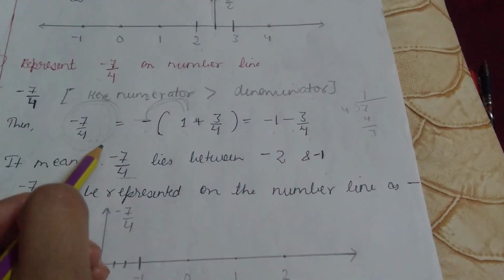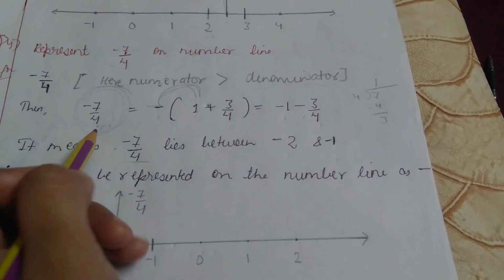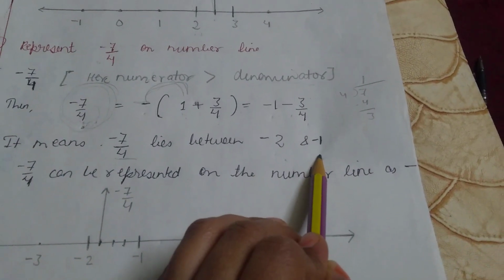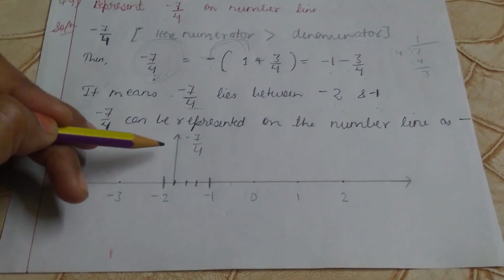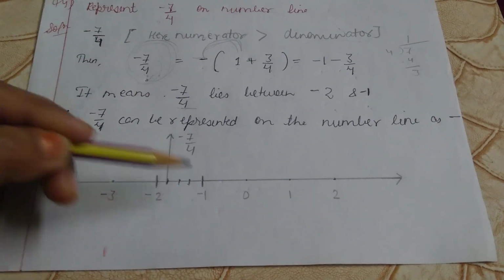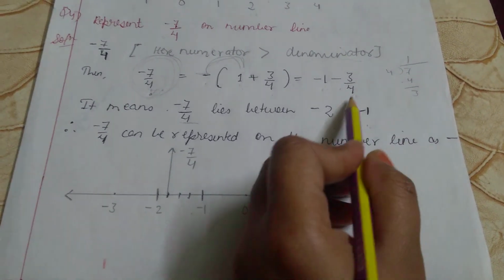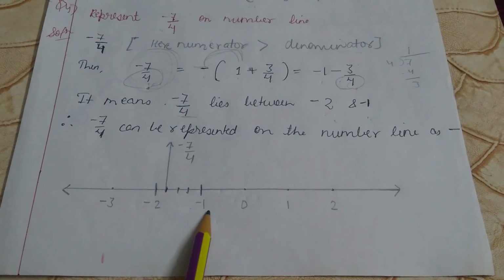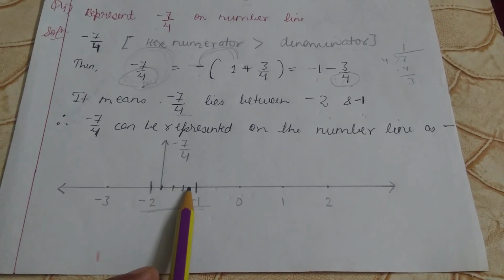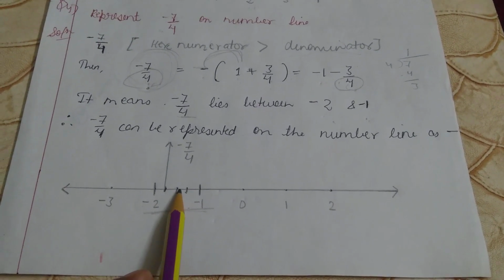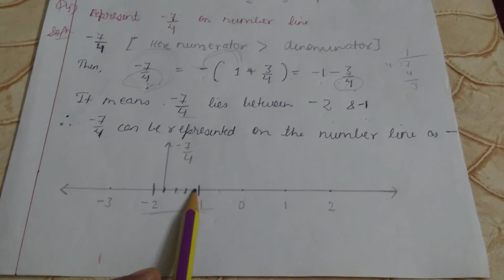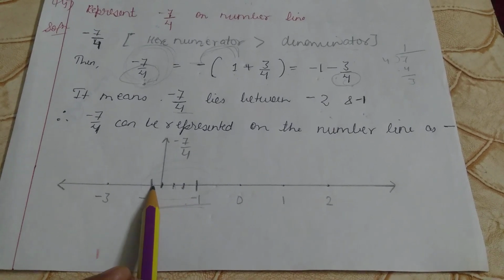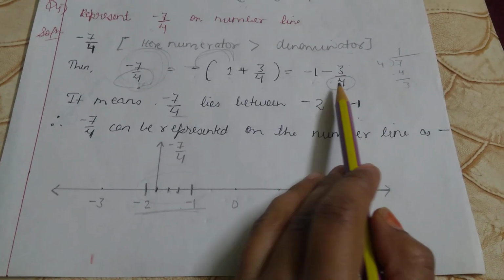This number minus 7 by 4 is smaller than minus 1 but greater than minus 2. So it will lie between minus 2 and minus 1. Now we have to represent minus 7 by 4 between minus 2 and minus 1. Now we will see what the denominator is. The denominator is 4, so we will divide this interval between minus 2 and minus 1 into 4 equal parts. I have taken 3 small lines, so it will divide the whole interval into 4 equal parts: 1, 2, 3, 4.